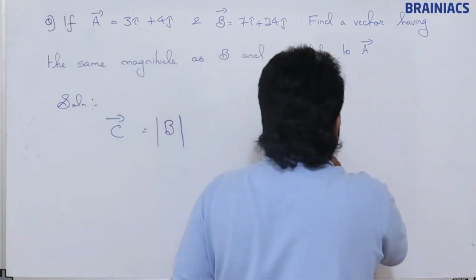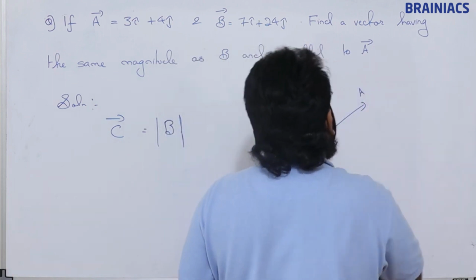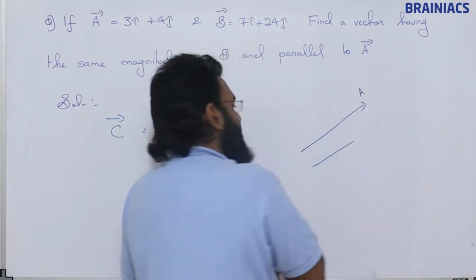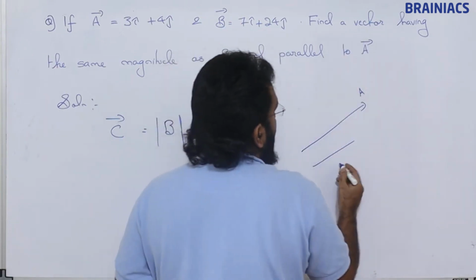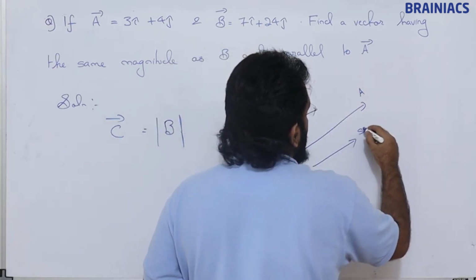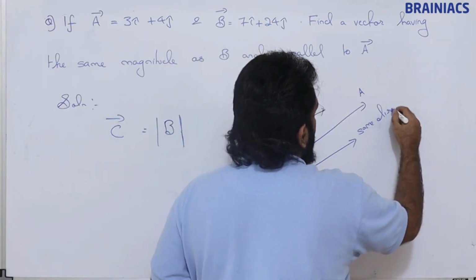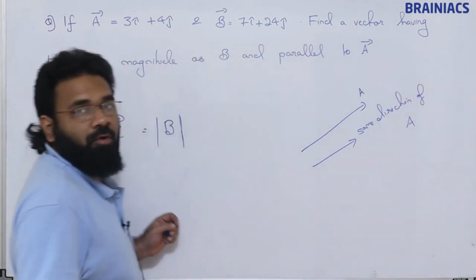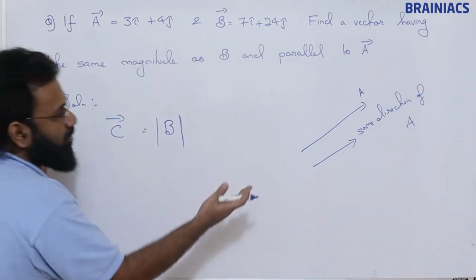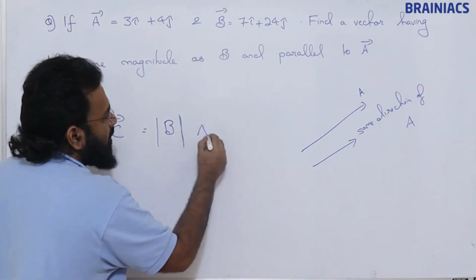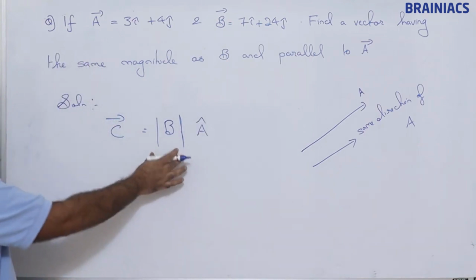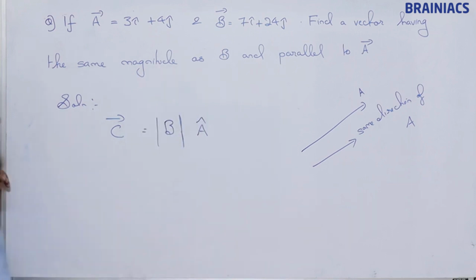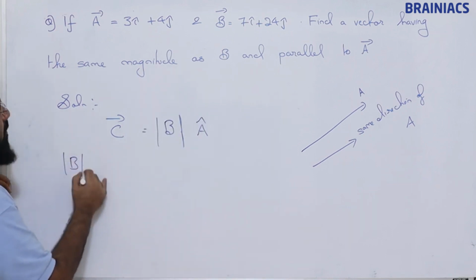Parallel to A means, suppose this is vector A, parallel to vector A, whether its magnitude is more or less, we are not worried. It must be parallel to A. Parallel to A means what? Same direction as A. Direction of A is what? Its unit vector. So C must be the magnitude of B in the direction of A, so multiplying with the unit vector. Clear?